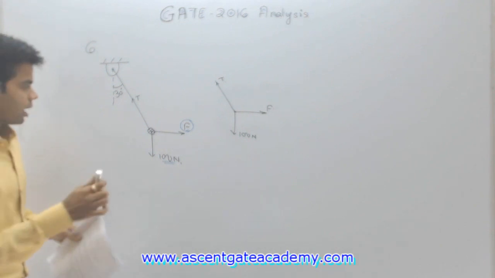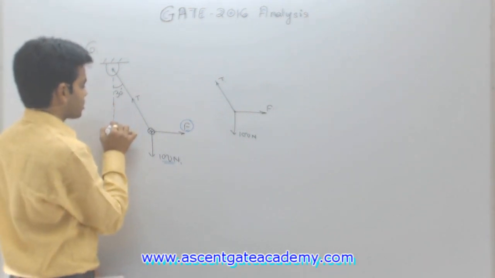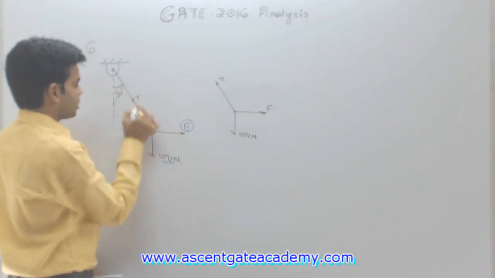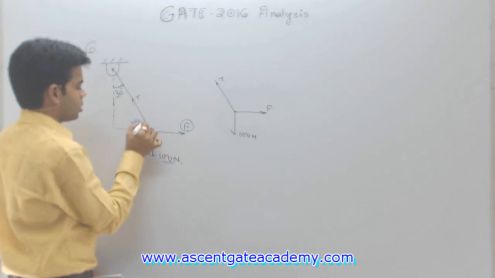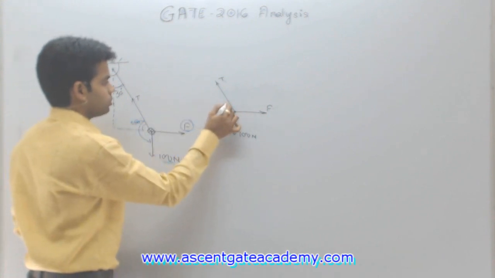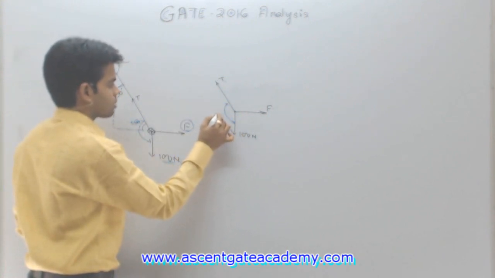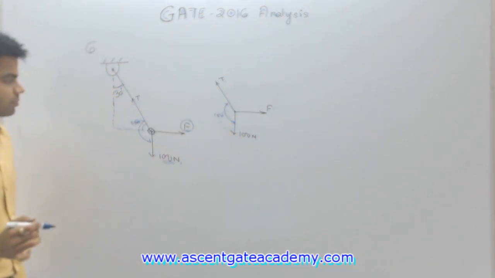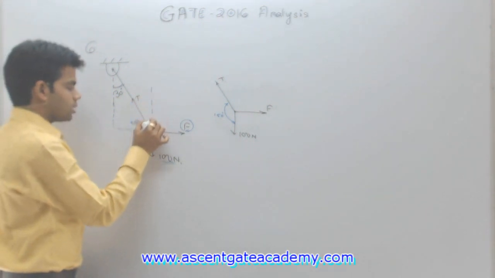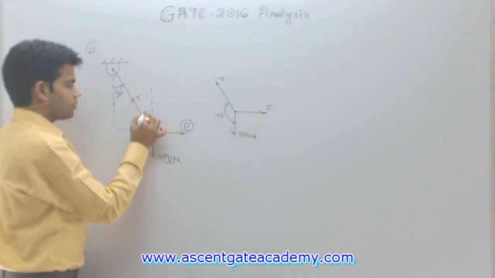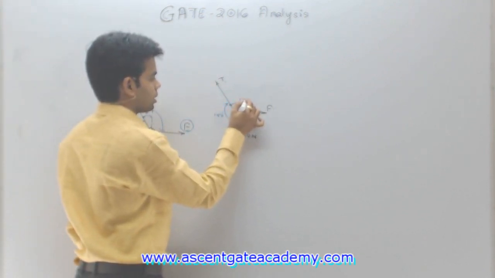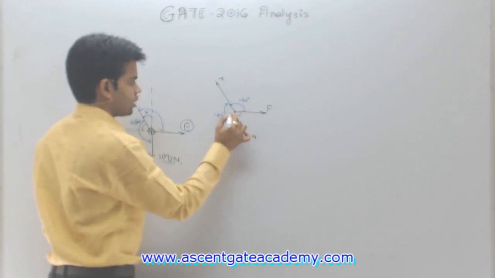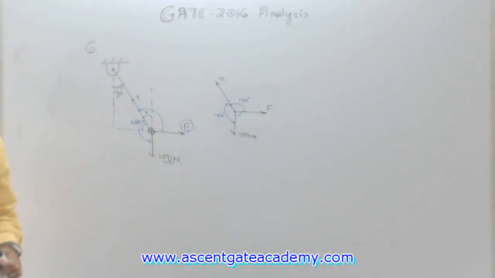Now what about the angles? This angle is 60 degree, sorry, this angle is 30 degree, so this angle will be 60 degree. This angle is 60 degree, so this whole angle will be equal to 90 plus 60, which is 150 degree. Again here this angle will be 30 degree, so this whole angle will be 30 plus 90, which is equal to 120 degree. And this angle is 90 degree, as can be seen from the figure.